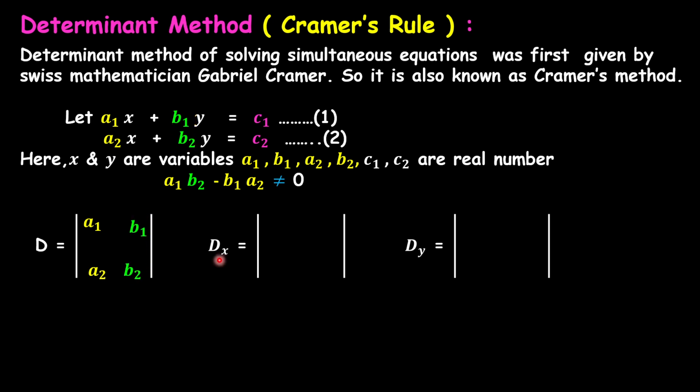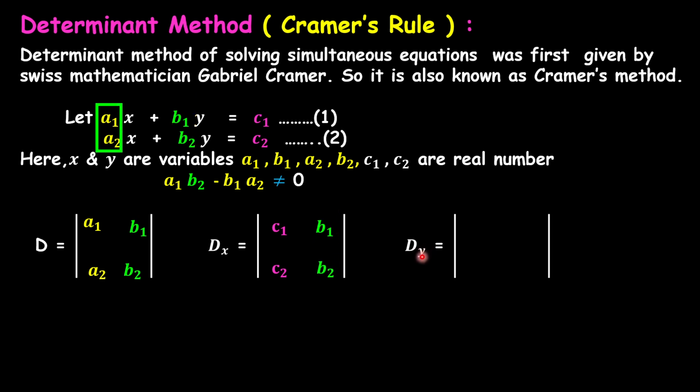Now, we take the second determinant Dx. Dx means we replace the coefficients of x in the determinant D by the constants. Here the constants are c1, c2. Therefore, replace the first column of determinant D by the constants c1, c2, and the coefficients of y as they are, that means the second column of determinant D as it is, b1, b2.